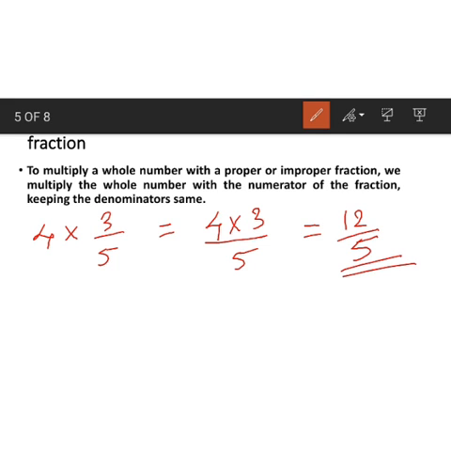This is an improper fraction. An improper fraction is a fraction where the numerator is greater than the denominator. So this is an improper fraction.